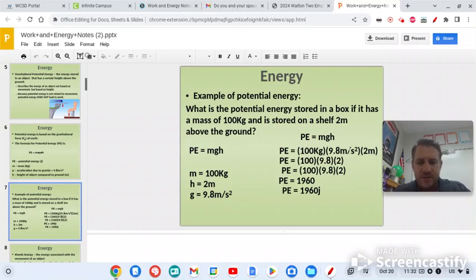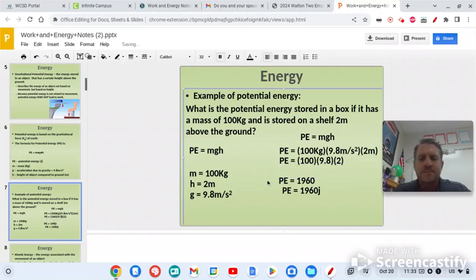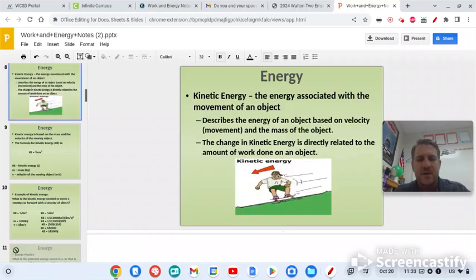So here's the equation. Just take away the units. It makes it a lot easier to look at. There you go. So if I do 100 times 9.8 times 2, it's going to give me 1,960. Just slap a J on the end of that, and that means 1,960 joules. And that is your answer there, okay? So it's really that simple formula, just plugging things in from the equation.